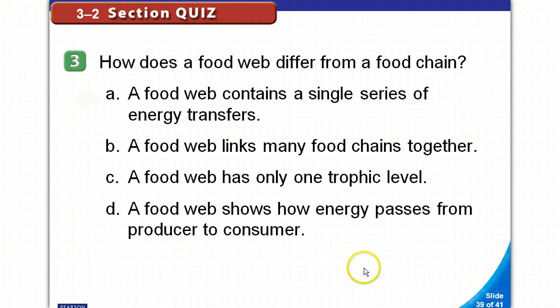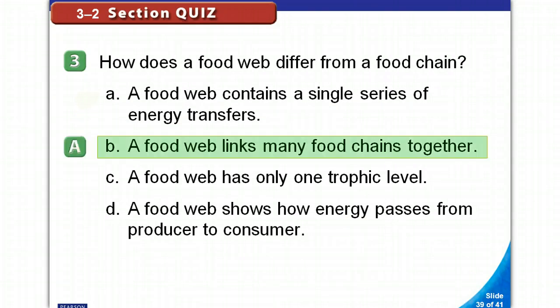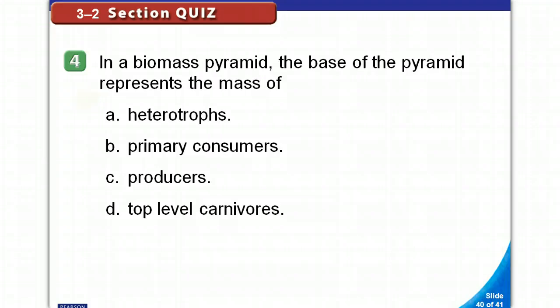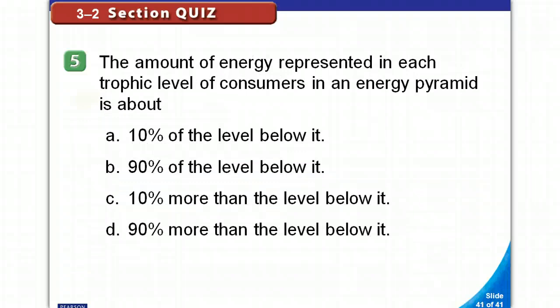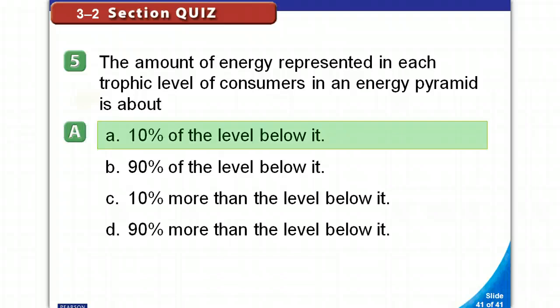How does a food web differ from a food chain? B, a food web links many food chains together. Number 4, in a biomass pyramid, the base of the pyramid represents the mass of C, producers. The amount of energy represented in each trophic level of consumers in an energy pyramid is about 10% of the level below it. And that's the end of this section.